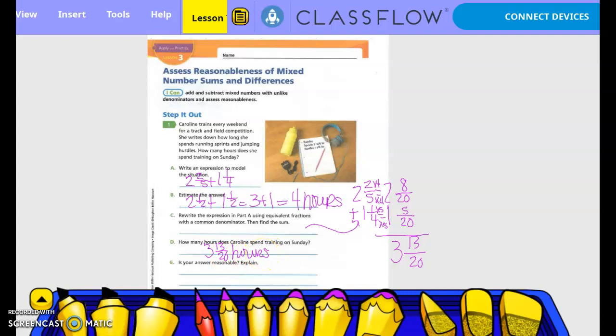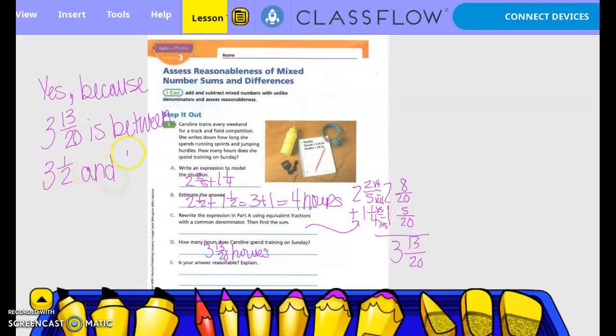So is your answer reasonable? Explain. So yes or no? Yes, because 3 and 13 20ths is between what? It's between 3.5 and 4. What's half of 20? 10. So 13 is between 10 and 20. So it is between 3.5 and 4.